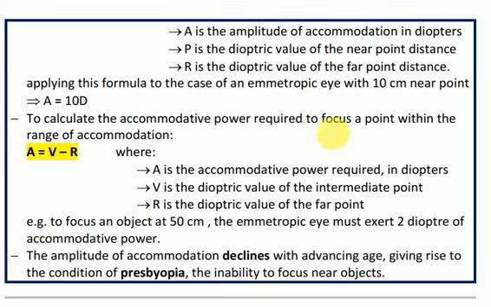To calculate the accommodative power required to focus a point within the range of accommodation, we have the formula A = V minus R. A is the accommodation power required, V is the dioptric power value of the intermediate point, R is the dioptric value of the far point. For example, to focus an object at 50 cm, the emmetropic eye must exert 2 diopter accommodative power. The amplitude of accommodation declines with advancing age, giving rise to the condition of presbyopia, inability to focus near objects.